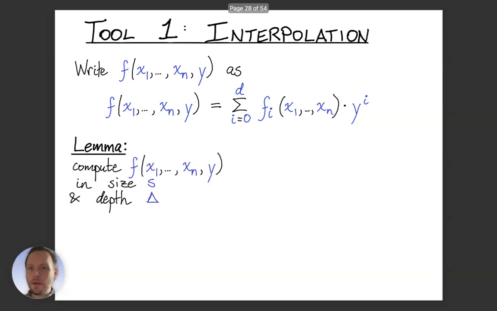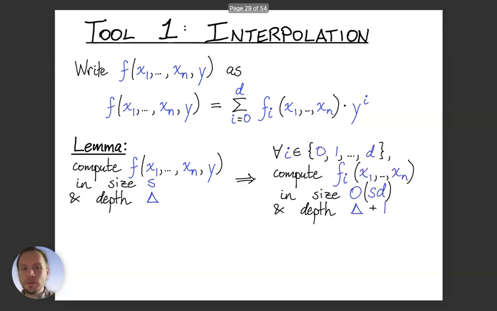Now, what can we do here? Well, suppose we have a small, low-depth circuit that computes f. We have a circuit of size s and of depth delta. We can use this circuit to find similarly small, low-depth circuits for these coefficient polynomials fi. So for each i, you can compute the coefficient fi in size roughly s times d, where d is the degree, and in depth delta plus 1. So the size of your circuit blows up by a factor of d, which is tolerable, and the depth increases just by 1.